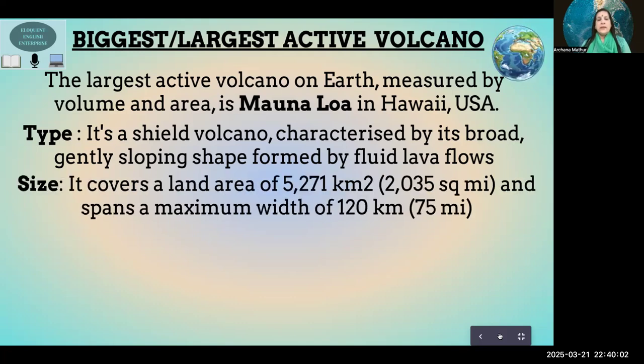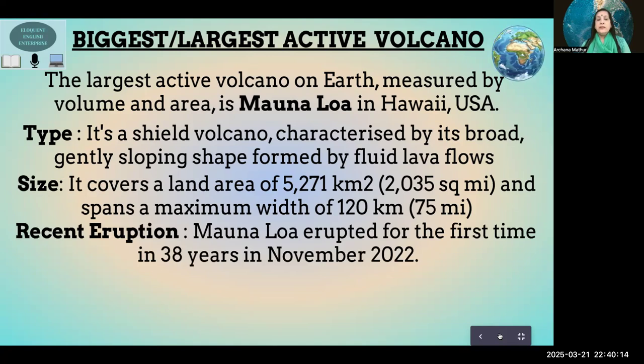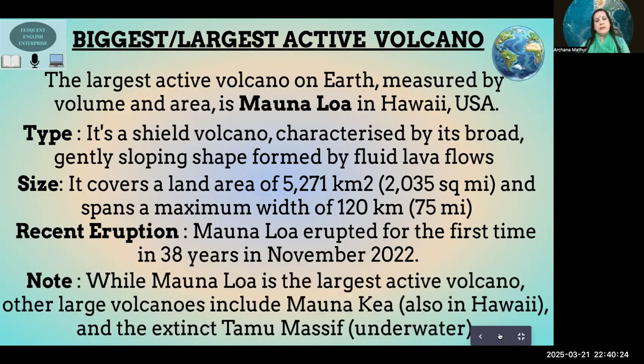The size. This particular volcano covers a land area of 5,271 square kilometers and spans a maximum width of 120 kilometers. The most recent eruption was somewhere around November 2022, almost 2.5 years ago. And that also happened after approximately 38 years. Now, while Mauna Loa is the largest active volcano, the other large volcanoes include Mauna Kea, also in Hawaii, and the extinct Tamu Massif, which is underwater.